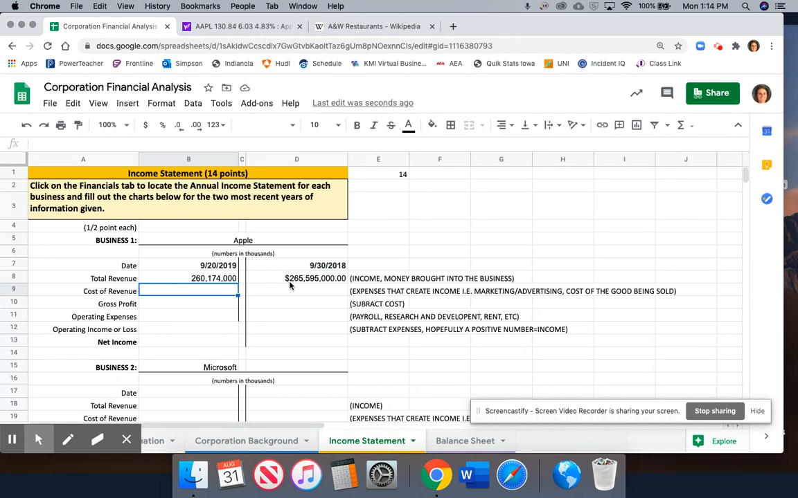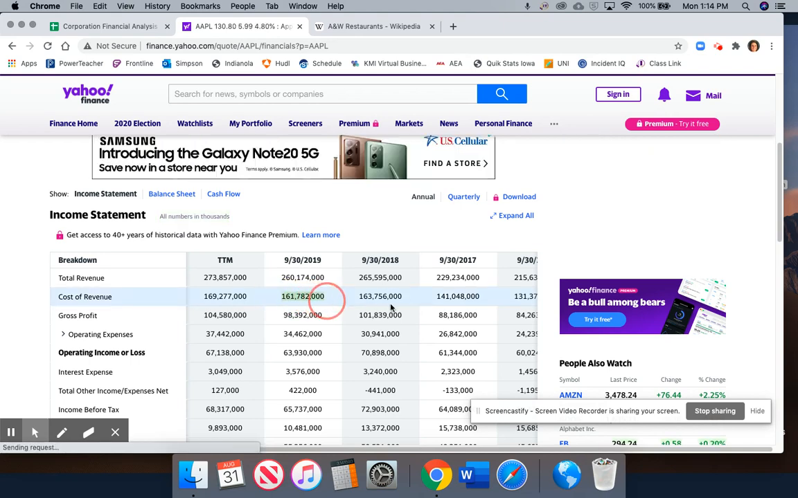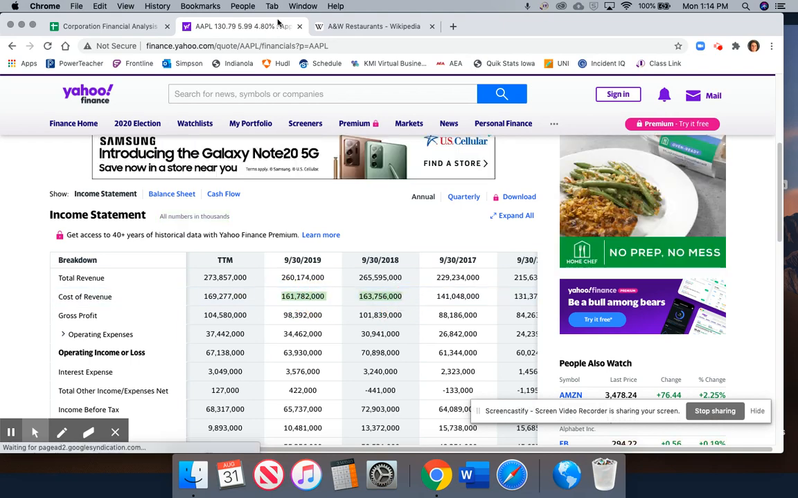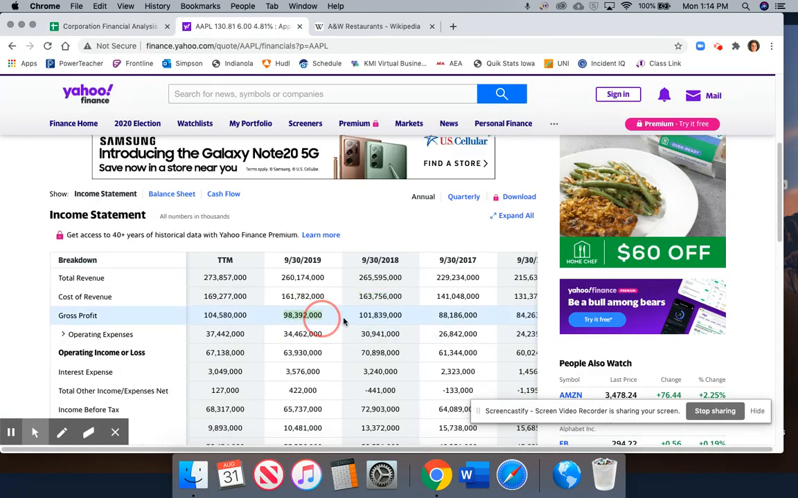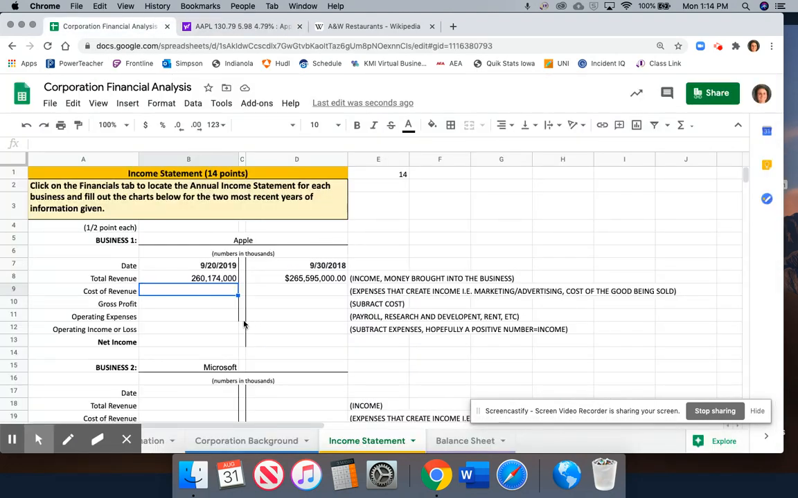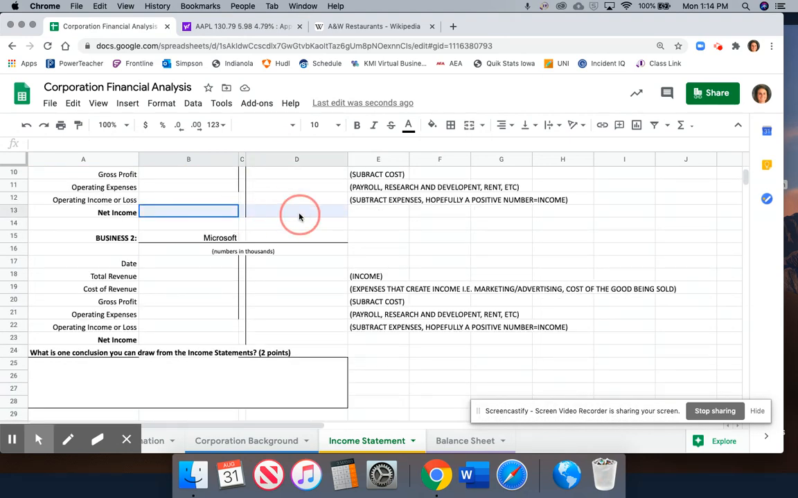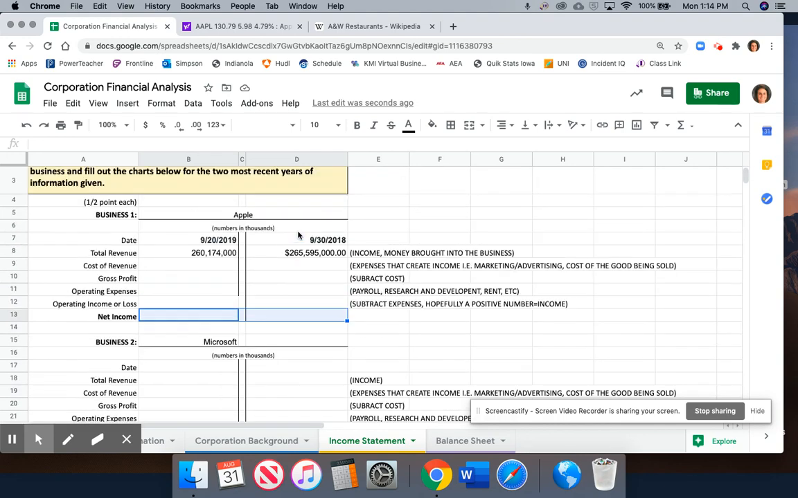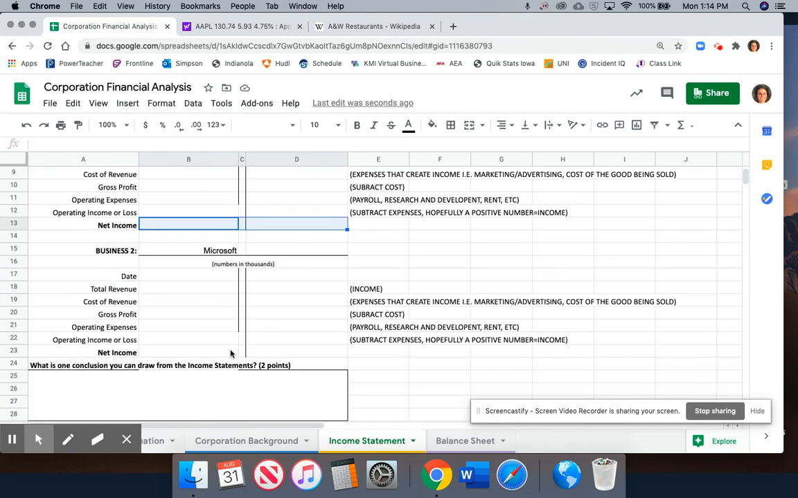And all these numbers are generated by accountants to make these financial statements. Next thing is cost of revenue. So we'll take those numbers exactly as they are. Just go right down the row. Gross profit, take those numbers, operating expenses, et cetera, et cetera. The goal of this financial statement is to find the net income, which is total revenue, subtract all those expenses, gives you your net income. That's your total profit. You'll do that for both companies.